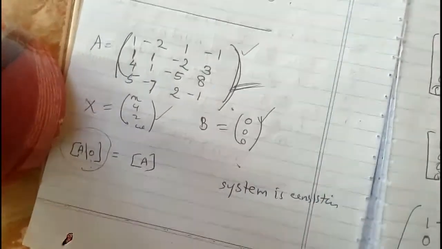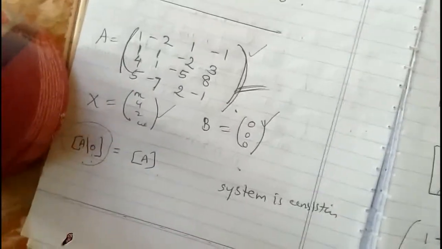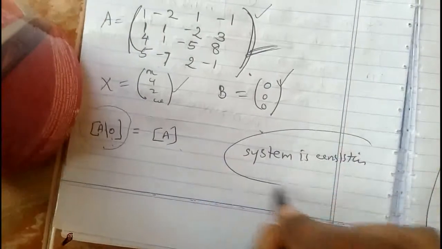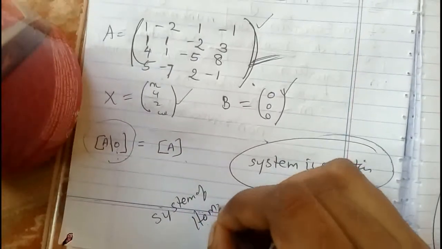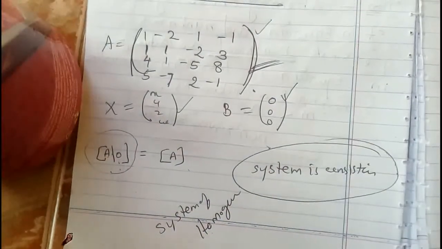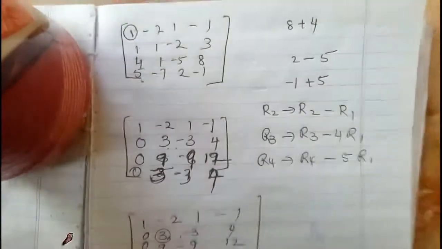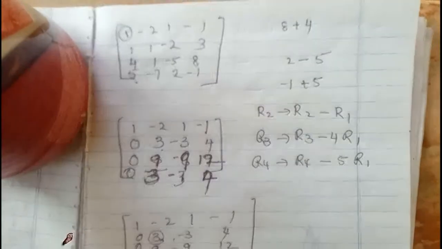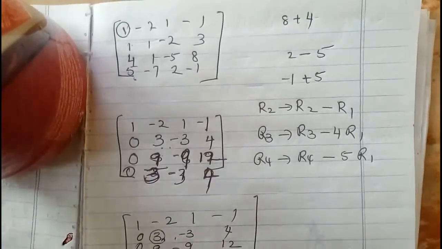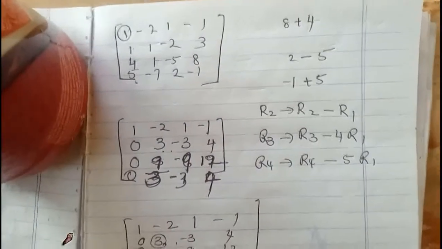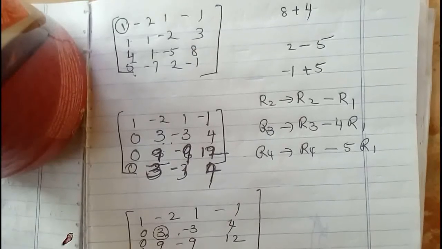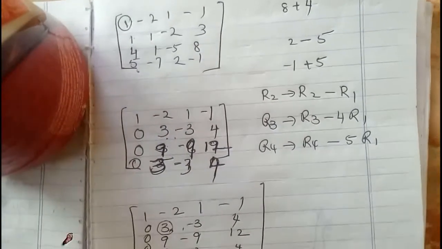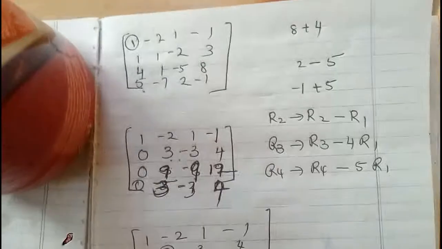So a system of homogeneous equations is always consistent. So we have to check its solution. Therefore, a homogeneous system of equations is always consistent, and there exists at least one solution. In the case of a homogeneous equation, there exists at least one solution.